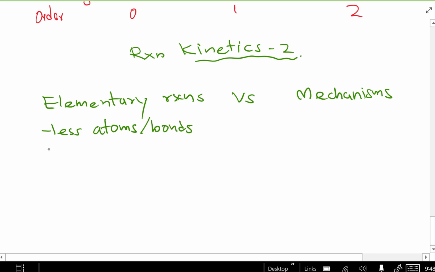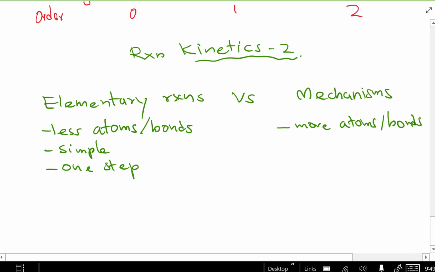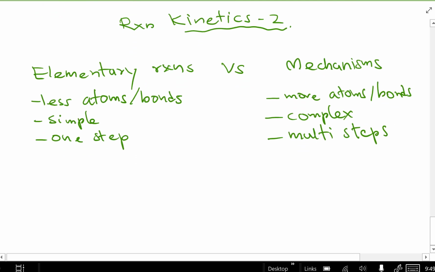Hello, we are going to do elementary reactions versus mechanisms. The elementary reactions have fewer atoms, fewer bonds, and are simple, one step. The mechanisms have more atoms, which means more bonds, and they are complex and multi-step. So that's the fundamental difference between elementary reactions and mechanisms, right?